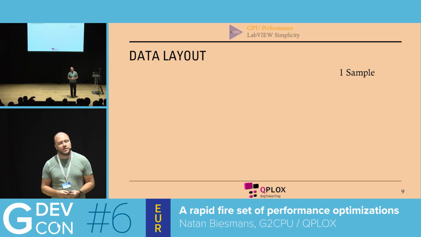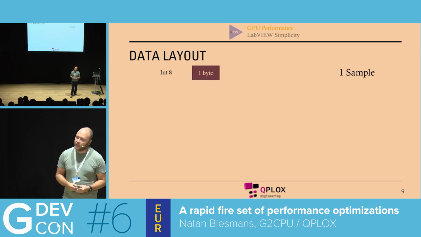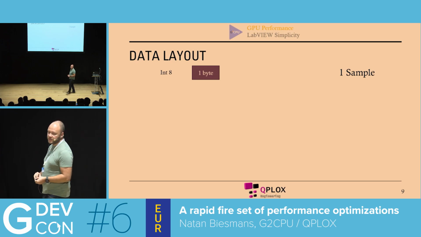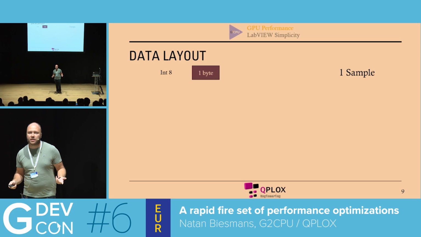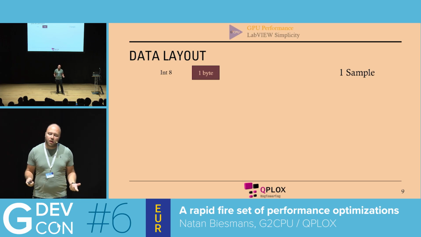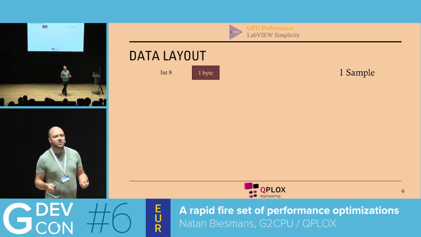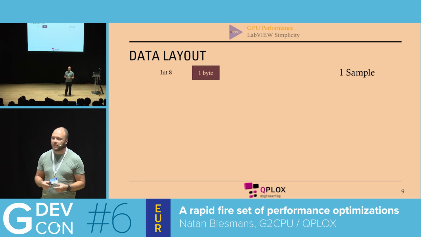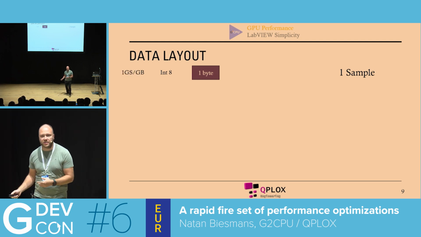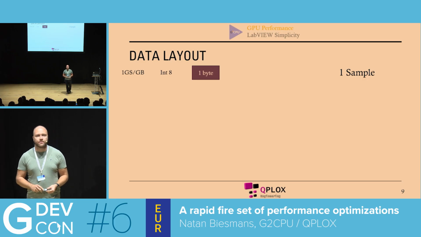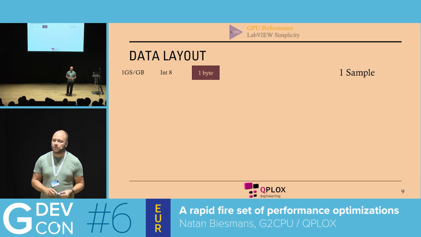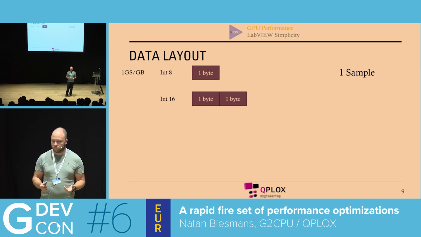So first of all, data layout. I want you to consider a single sample, a single measurement, and then the way that we can represent it. If we say we want to represent it as an integer 8, well, it's 1 byte. Now, our computers, they don't care about how many samples per second we're using. Everything is in gigabytes per second, terabytes per second, whatever. So let's transform that. 1 gigasample per gigabyte. Easy, right?